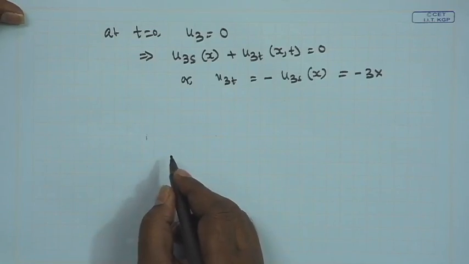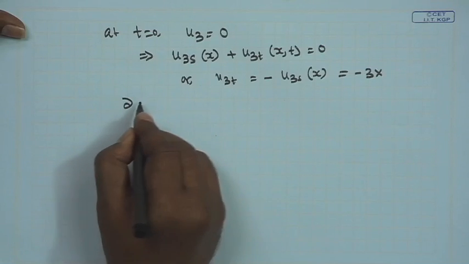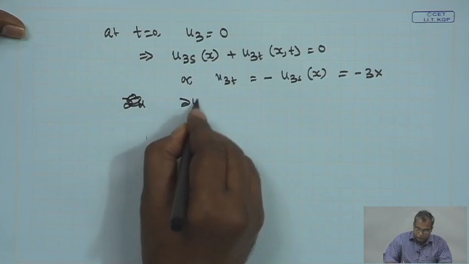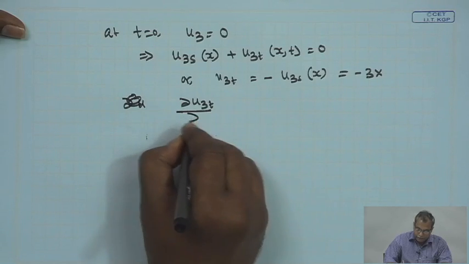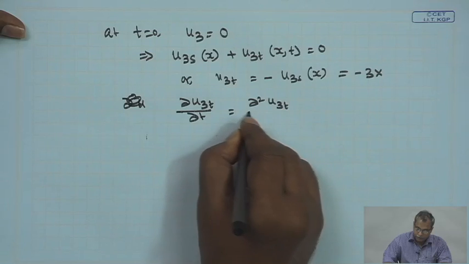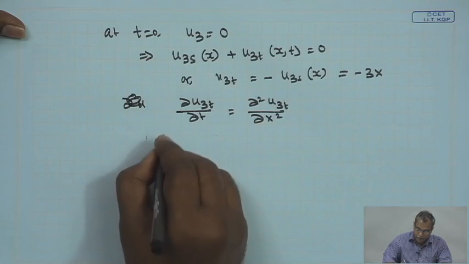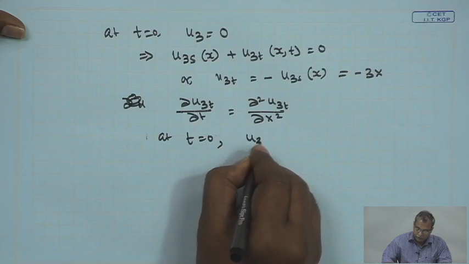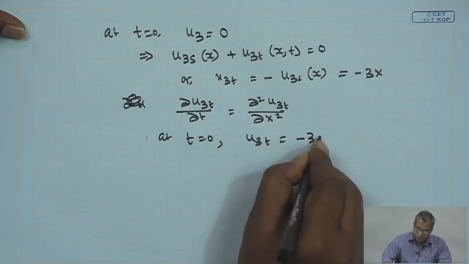So, that makes my initial condition to be non-homogeneous, and the problem is now well posed. Now, we define the problem, we write down the problem completely. Del U3T del t is equal to del square U3T del x square. At t is equal to 0, my U3T is equal to minus 3x.